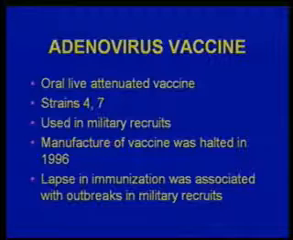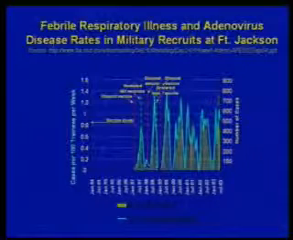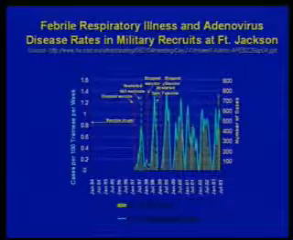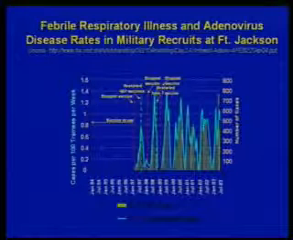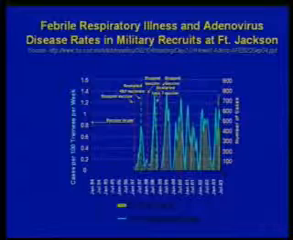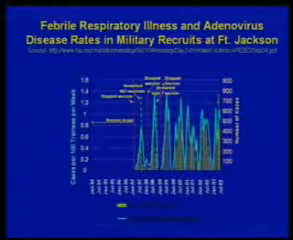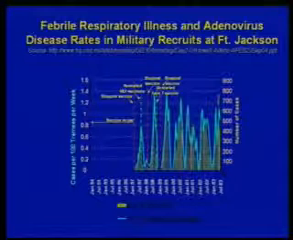But the manufacturer, which was Wyeth, had major problems in sustaining vaccine manufacture, and they said they had outdated equipment, and so the vaccine manufacture was halted in '96. So this picture shows you what happened when the vaccine was halted. Some units were available, so it was used off and on depending on availability. But starting here, when the vaccine was not available, you were seeing these big blips of hundreds of cases.